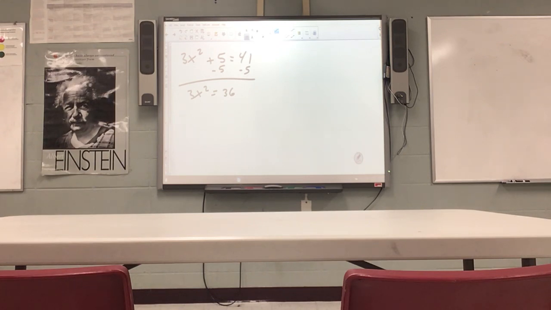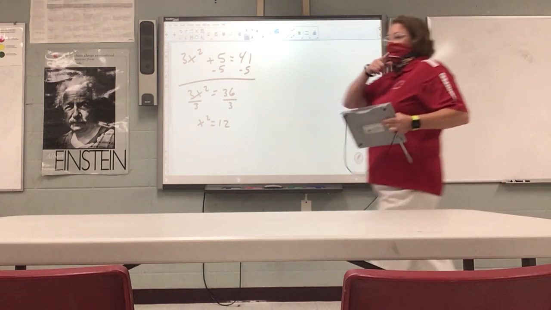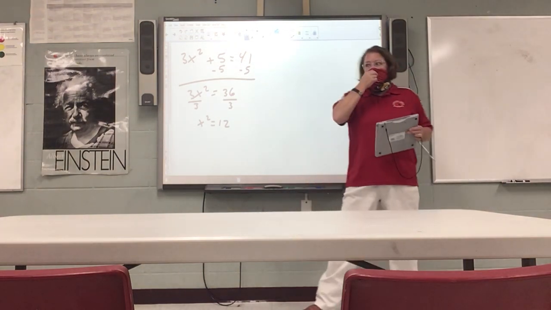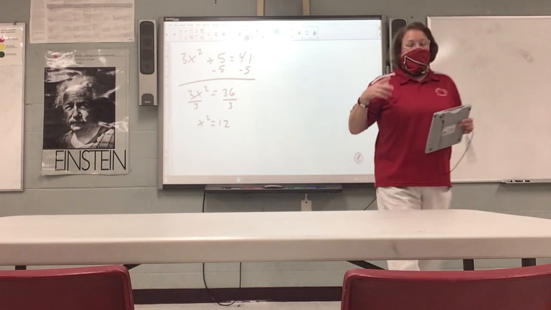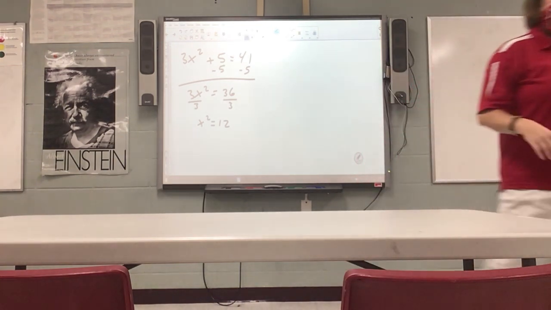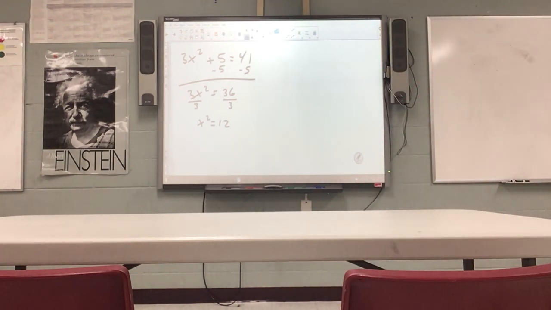Now, divide by 3. Good, so nothing new. So we got x squared is 12. And by the way, this is working this way because what was missing from the equation? The b. Very good. There was no b, because there was no x to the first power, and that's where the b is. So that's your clue on why we're able to do this.